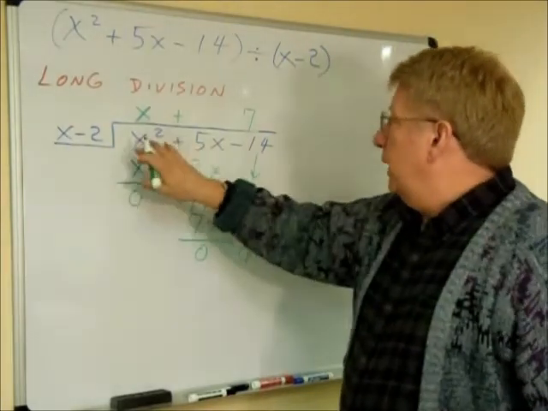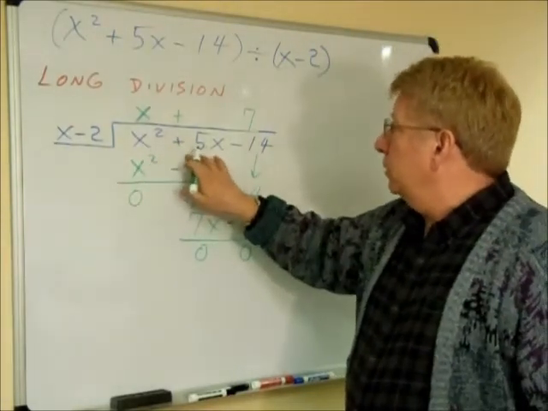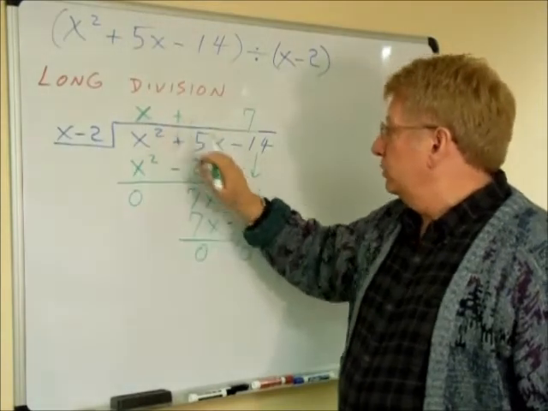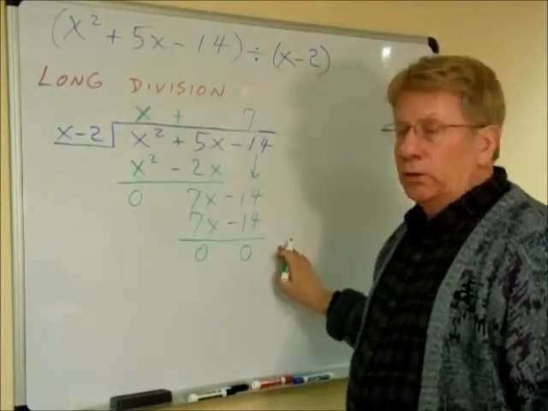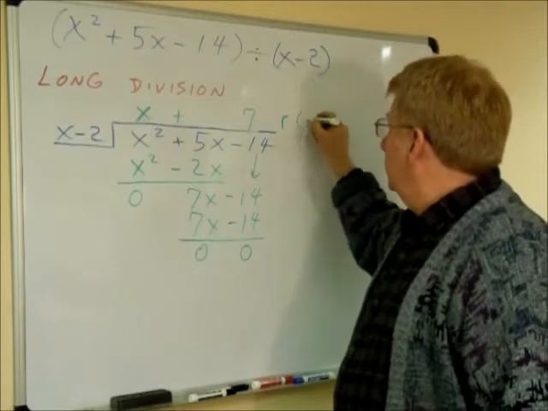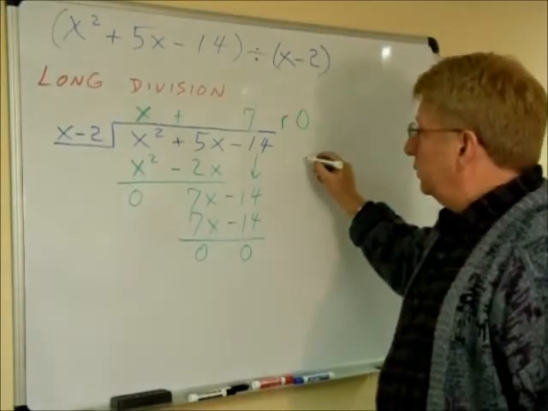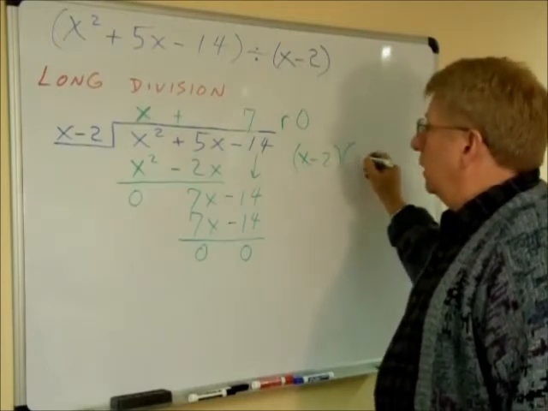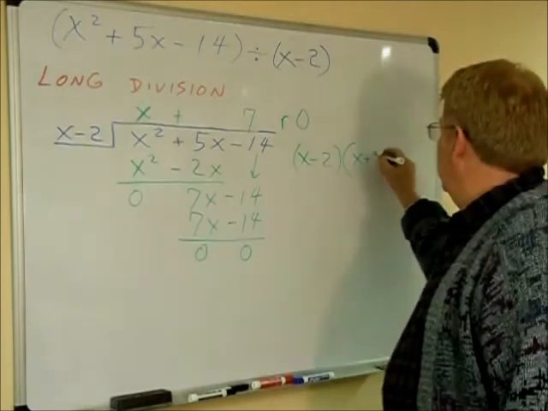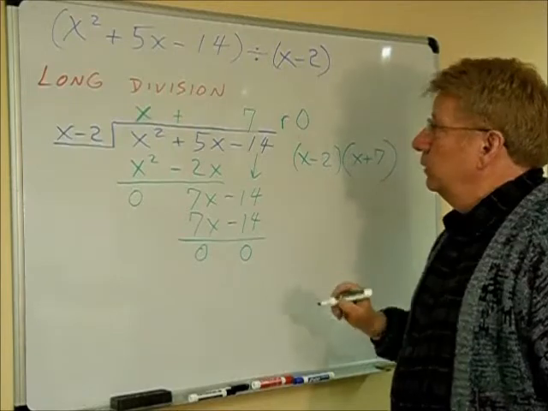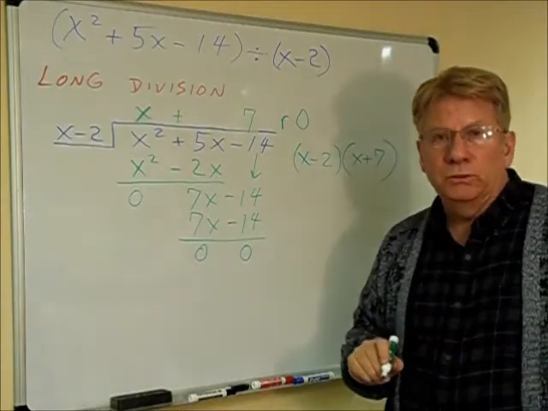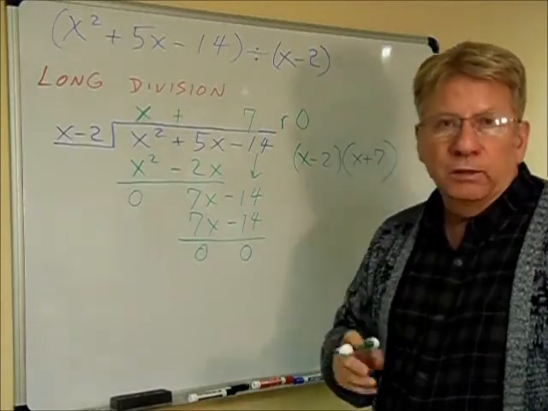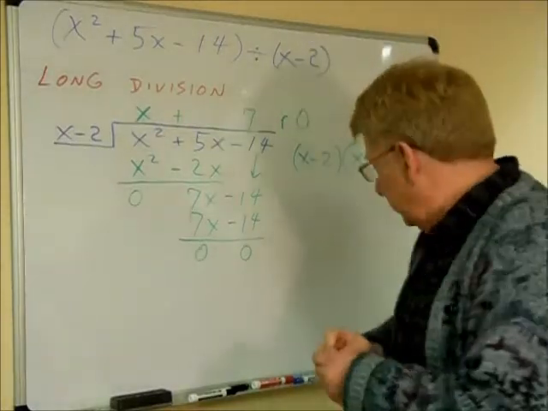So the two factors that make up this number: if we divide this number by x minus 2, we get x plus 7 with no remainder. Remainder of 0. So the factors here are x minus 2 times x plus 7. So that was using long division. Now, let's erase that and let's try synthetic division instead.